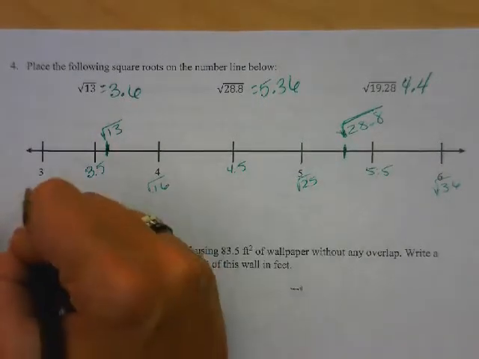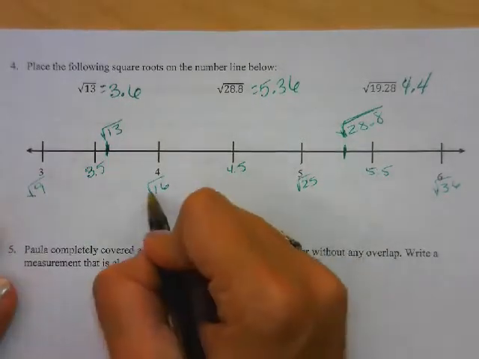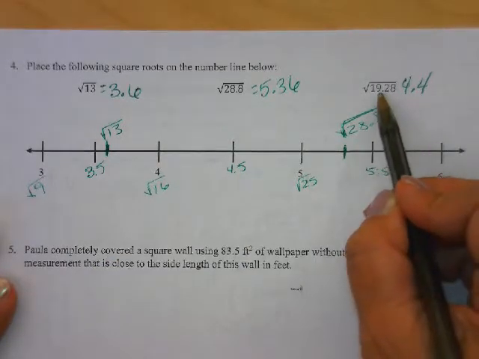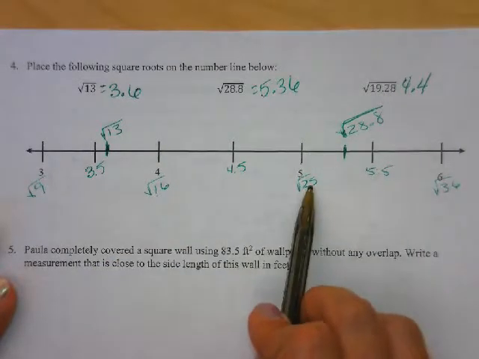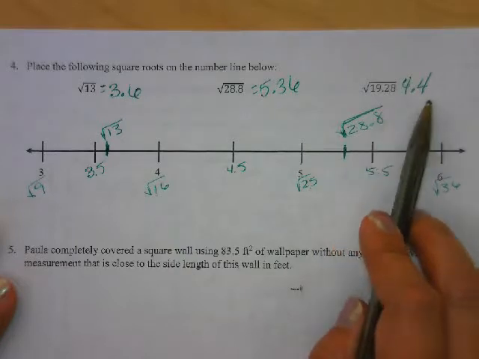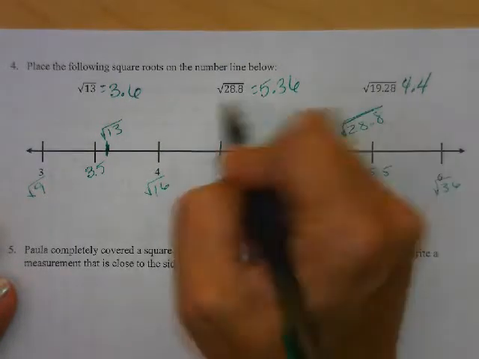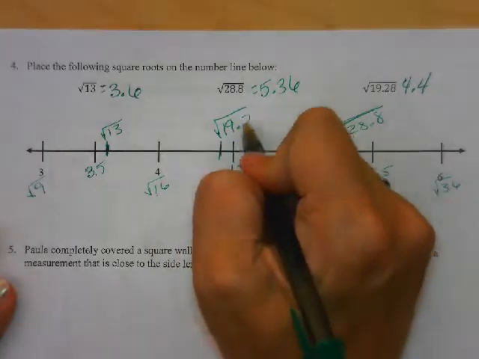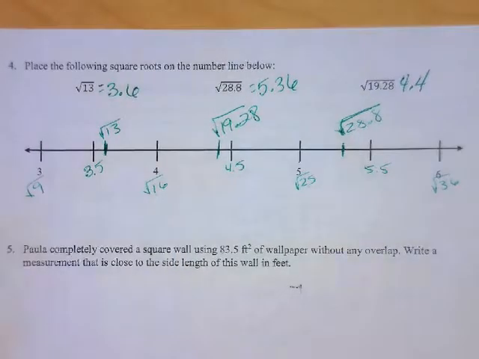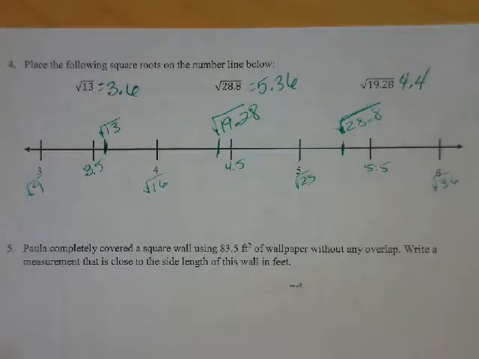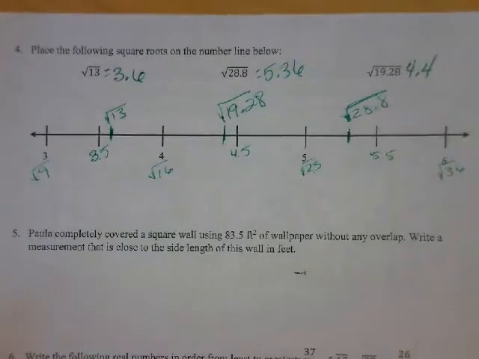We can mark this square root of 16, square root of 9. Square root of 19 is between 16 and 25. So 4.4 is just to the left of 4.5. Square root of 19.28. So be able to place a square root on a number line and to compare them.